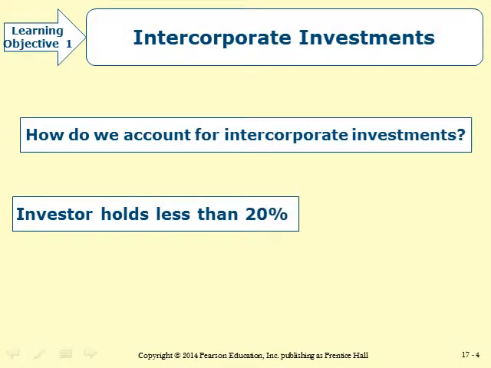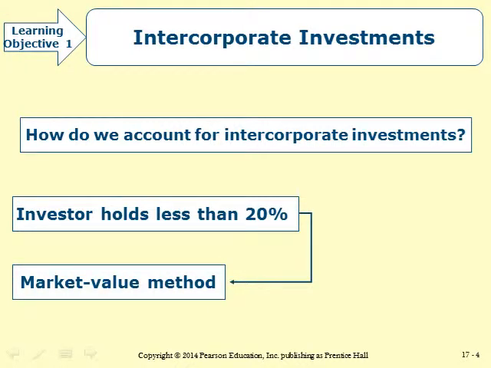So how do we account for intercorporate investments? We define that as where one corporation owns the stock of another corporation. And there are really three methods for accounting for these intercorporate investments: the market value method, the equity method, or consolidation.